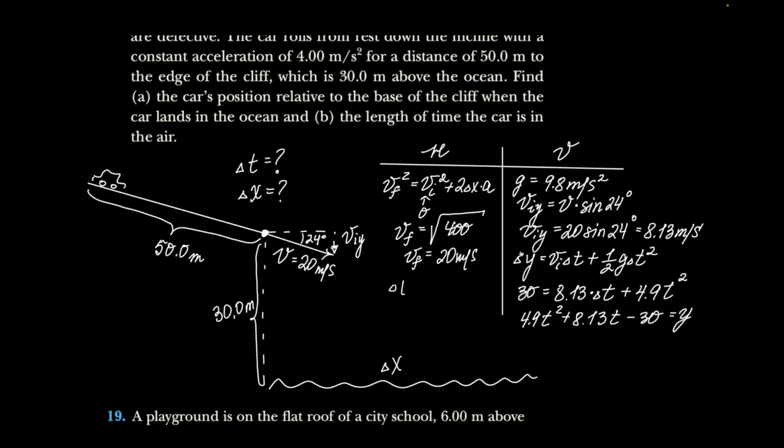So change in t is 1.78 seconds. Now to figure out change in x, I need to do vx times the time in the air, which is 1.78, meaning I'm going to do 20 cosine of 24 times 1.78. That's 32.5 meters. Well, there goes the car, unfortunately.